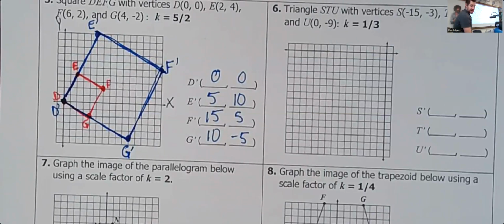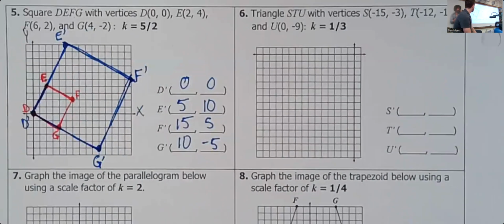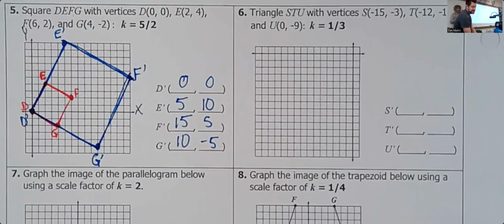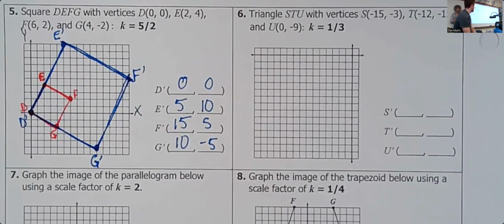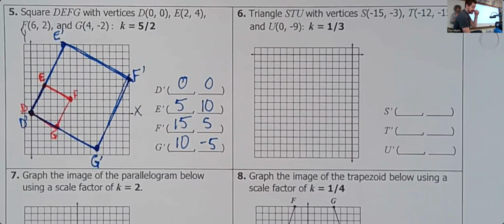So go ahead and try number 6 on your own. And then we're going to skip to the very end and do 11 and 12, and then we'll be done with our notes. So number 6, and then we'll look at 11 and 12, then we're done.